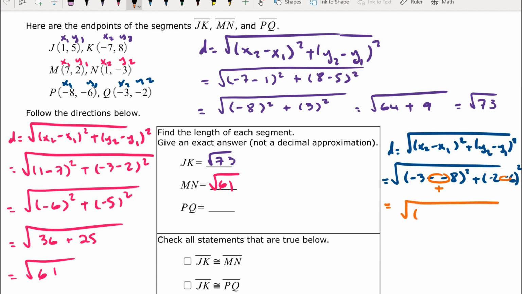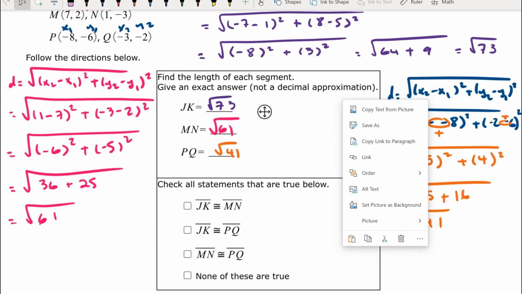Negative 3 plus 8, opposite sign you subtract. That will give you 5 squared plus negative 2 plus 6. Opposite sign again, you're going to subtract again. That gives you 4 squared. 5 squared is 25. 4 squared is 16. So add them up, you will get 41. The answer is square root of 41.